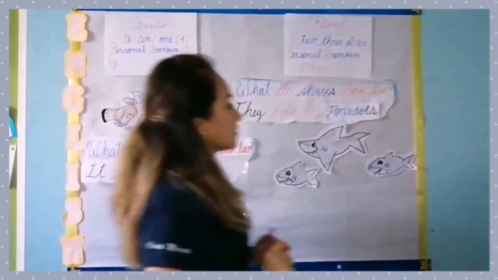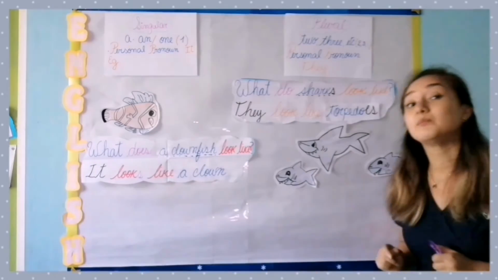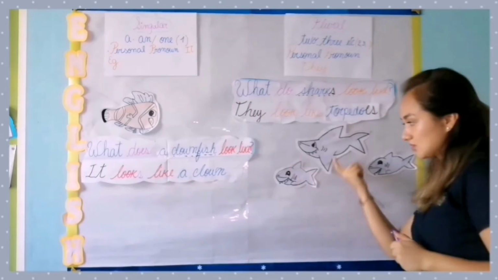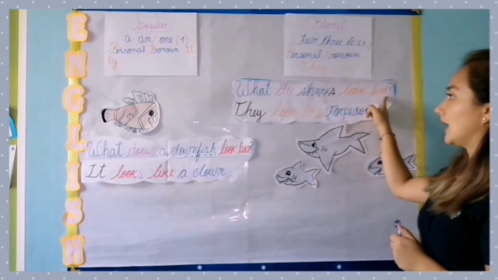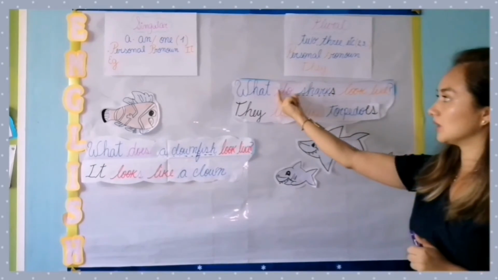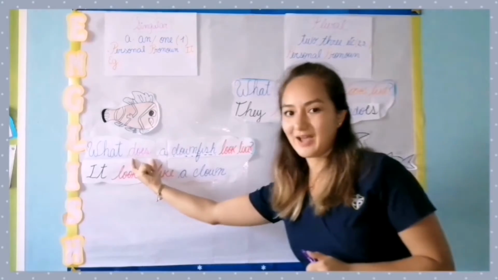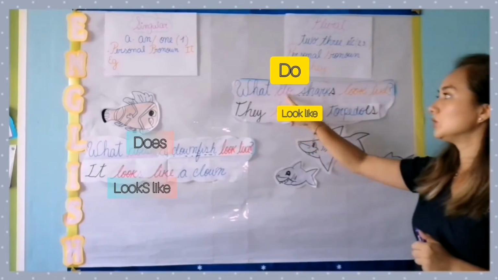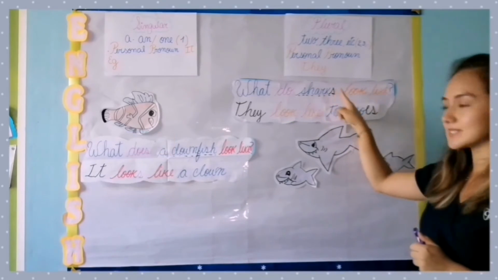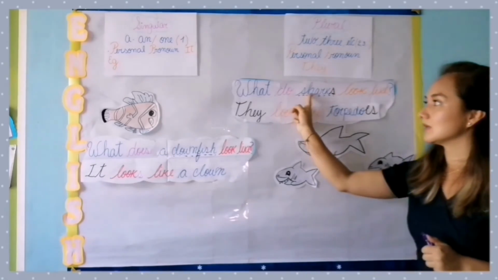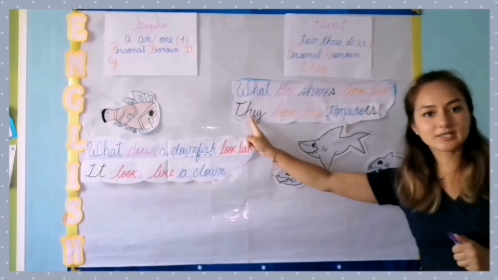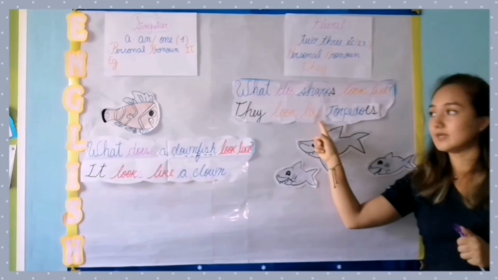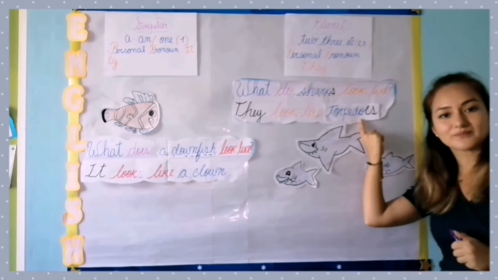Okay. Here, you have the plural. What do sharks look like? If you take a look, you are gonna use do, not does. Do, because it's plural. What do sharks look like? Sharks, not anymore. They look like torpedoes.